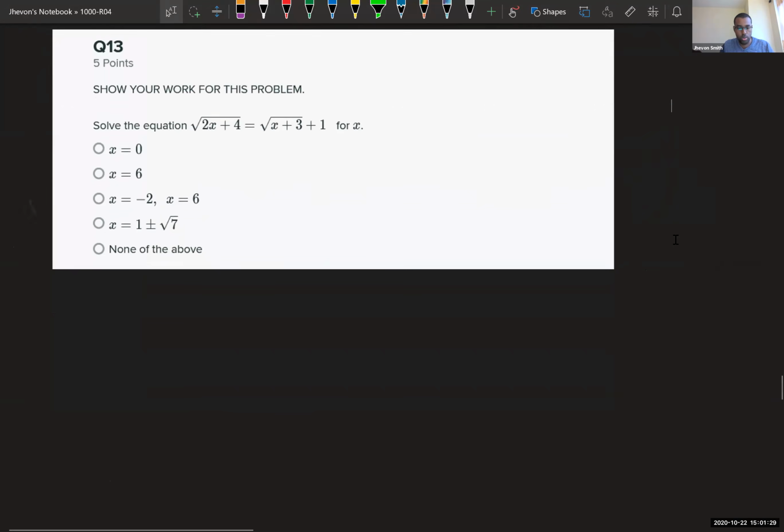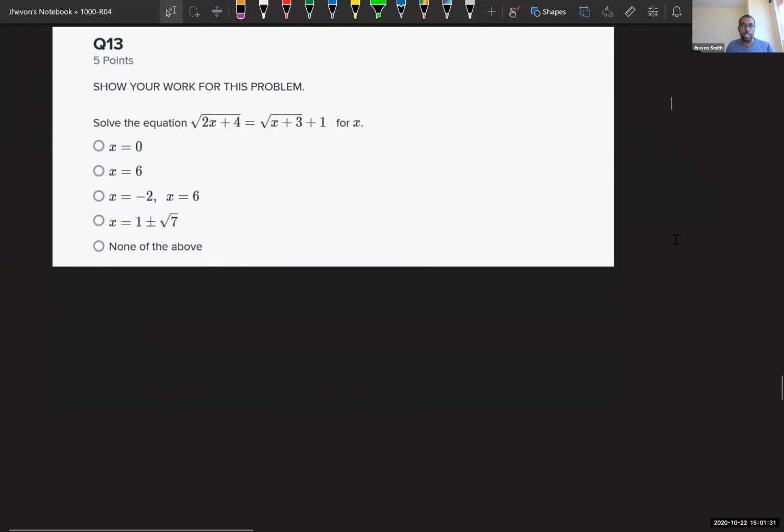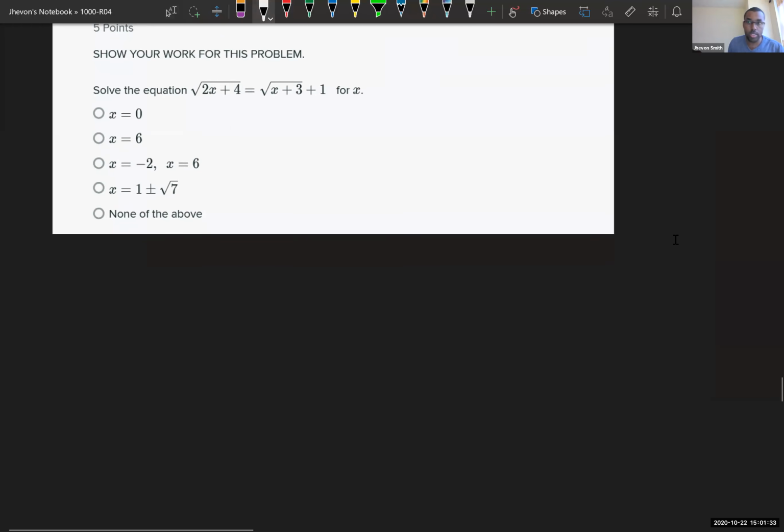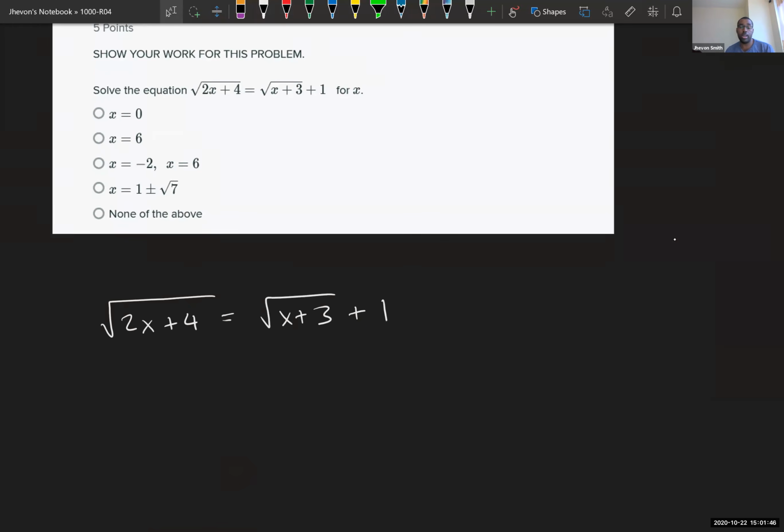So moving on to problem 13, lucky number 13. Another kind of problem that we've seen before. We kind of know how to do this. So this is the original, 2x plus 4 equals the square root of x plus 3 plus 1. To get rid of the radicals, we're just going to square, right? You have to square both sides.